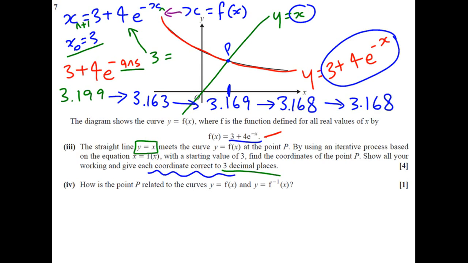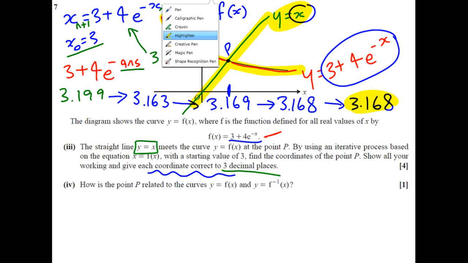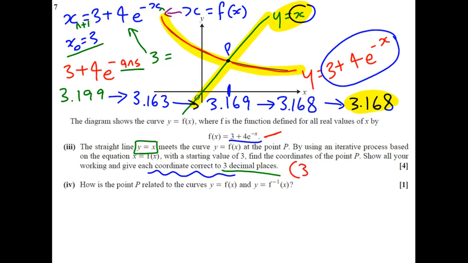So what we're going to do is sub our answer into the equation. Doesn't matter which one, y equals x or the more complicated one. Obviously, the easier one is y equals x because you've already got your answer. So your coordinate is going to be x is 3.168 and y is 3.168 for 4 marks.